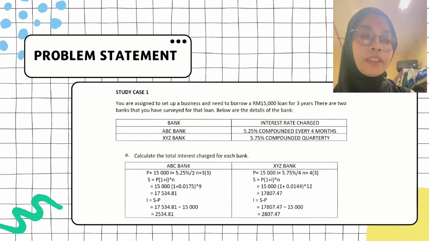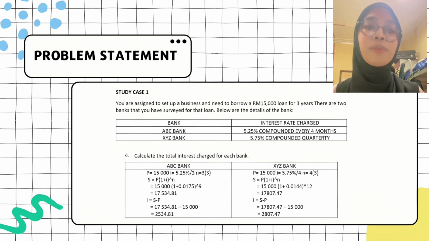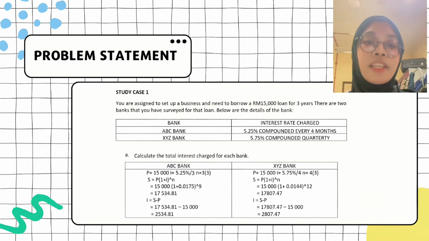For XYZ Bank, P equals 15,000, i equals 5.75% over 4, and n equals 4 multiplied by 3. We use the formula S equals P multiplied by (1 plus i) to the power of n. 15,000 multiplied by (1 plus 0.0144) to the power of 12. The answer is 17,807 ringgit 47 cent. Next, I equals S minus P, which is 17,807 ringgit 47 cent minus 15,000, and the answer is 2,807 ringgit 47 cent.